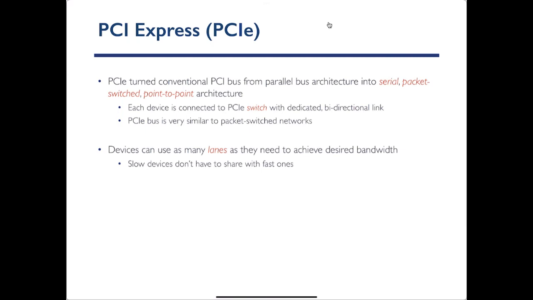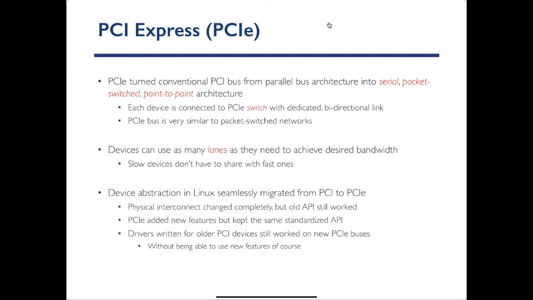So you could have a really fast serial bus, and then you could connect really slow devices to this. But because there is an interface, they go through their own switch to get connected to the bus, then you could again decouple the speed of the bus from the speed of different devices. And then devices could use as many lanes as they wish.